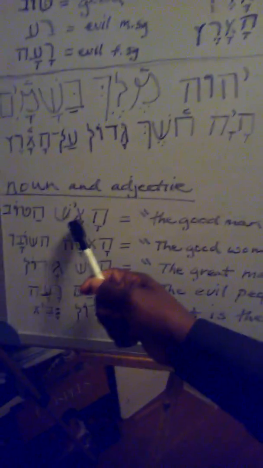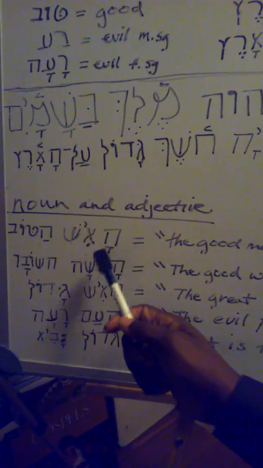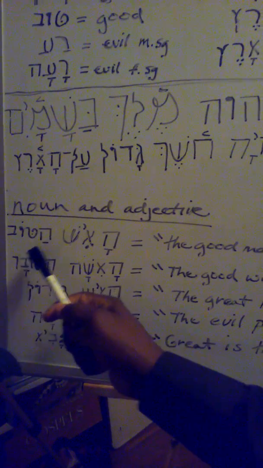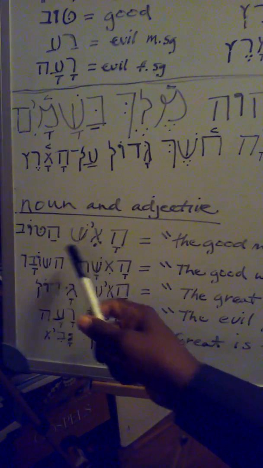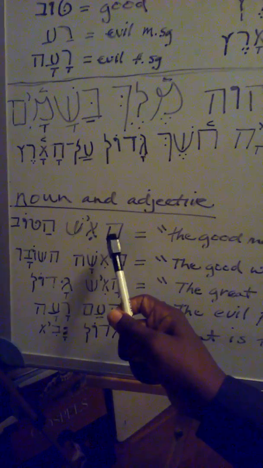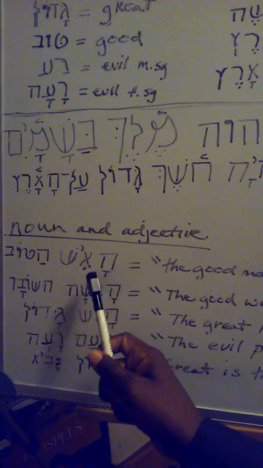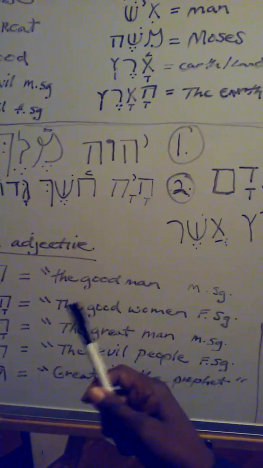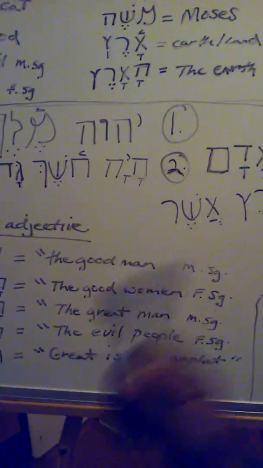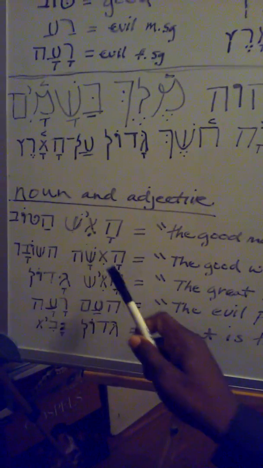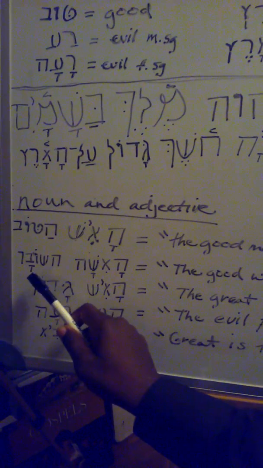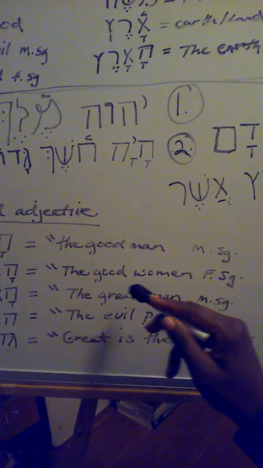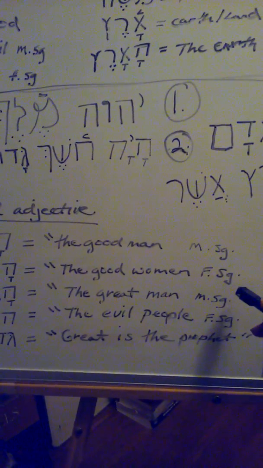All right, let's go and look at it at the whiteboard. Here we have ish, ha'ish, which is the man, right? But if I add ha-tov, that's good. So again, you see where they're connected by the hey. Ha'ish ha-tov, the good man. And again, that is masculine singular. Let's do it with the woman. Ha'isha, the woman. Then we have ha-tova. All right? So that is the good woman. That's the feminine singular.